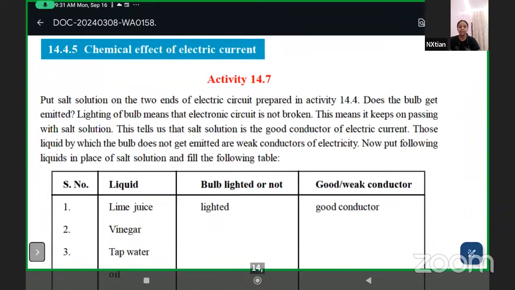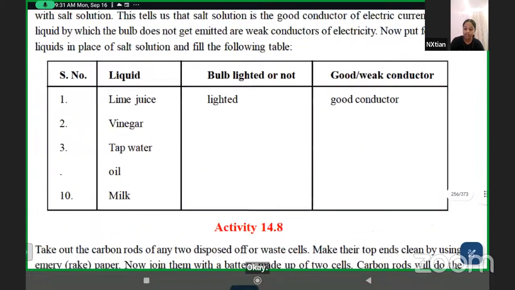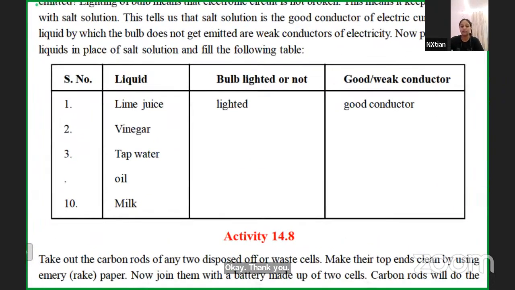14.4.5, that's chemical effect of electric current. Yes, that's right, Samyan. Lime juice and vinegar are good conductors, so the bulb will light up. But tap water, oil, and milk are bad conductors of electricity, so the bulb will not light up.